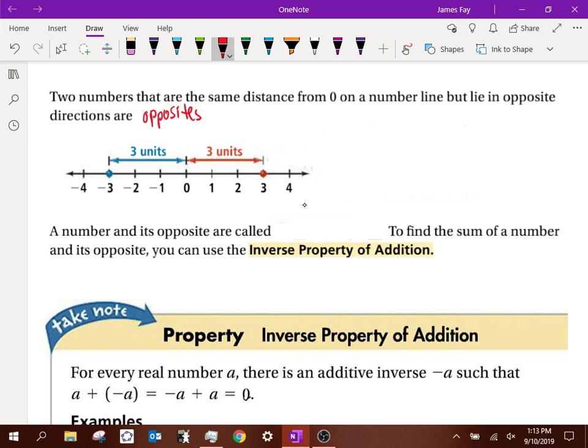A number and its opposite are called opposites. Well, that's kind of a rhetorical question. Doesn't make a whole lot of sense. It's already answered itself. Instead of saying a number and its opposite are called opposites, I'm going to call them additive inverses.